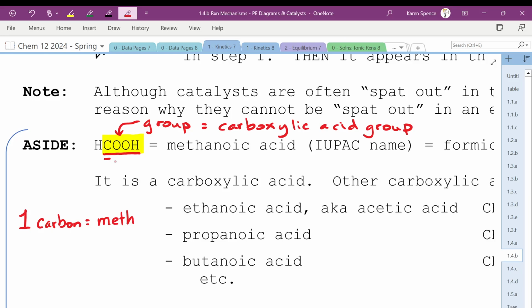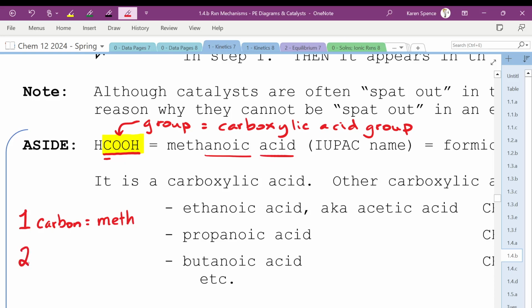Okay, and don't worry, this is not tested. It's just that when you go off to university, if you don't know any organic chem and you've forgotten it all because you haven't seen it in a year, you'll be like, whoopsie. Okay, so methanoic acid, we add that anoic acid.